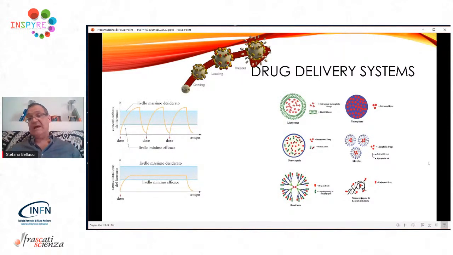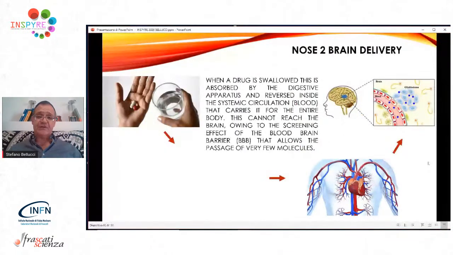What do we use as a vector? Well, we can use liposomes, nanocapsules, or dendrimers, depending on the specific drug and the specific disease. Here I show you an example, nose to brain delivery. There is a problem. When a drug is swallowed, we have a barrier, called the blood-brain barrier, that does not allow the drug to reach the brain.